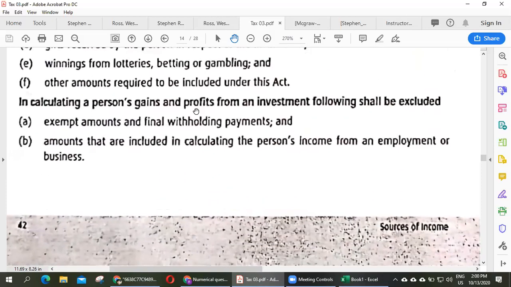In calculating a person's gain and profit from investment, the following shall be excluded. These are not included in the investment income. Number one, exempt amount and final withholding payment. Exempt amount: we do not need to include those amounts when calculating income tax. Withholding payment, I will explain in the Excel sheet.